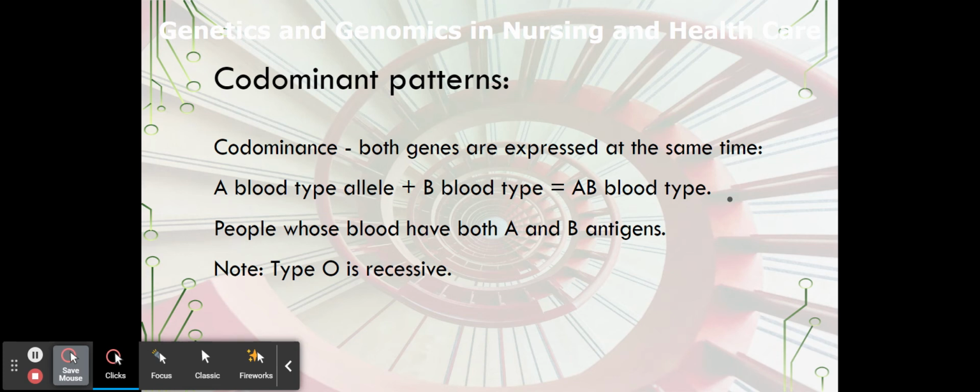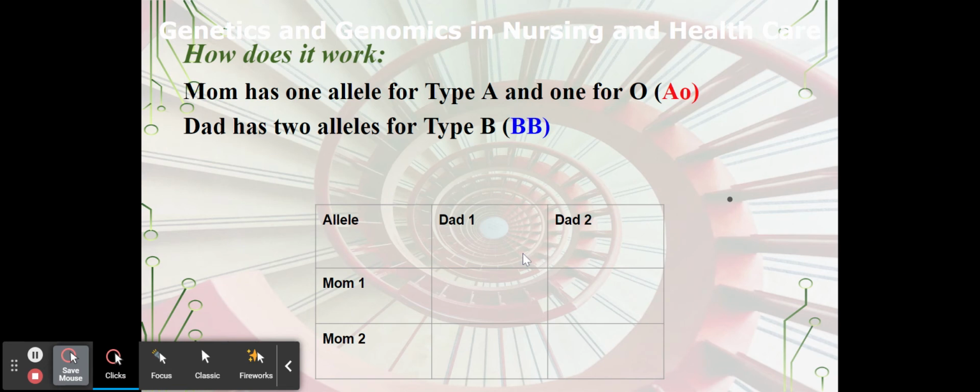The allele for blood type A will code to make an antigen against B and vice versa, that type O blood will react to. But anyway, these people have both A and B antigens. Type O is recessive. Let's move on to the next slide, and we'll do our little thing.